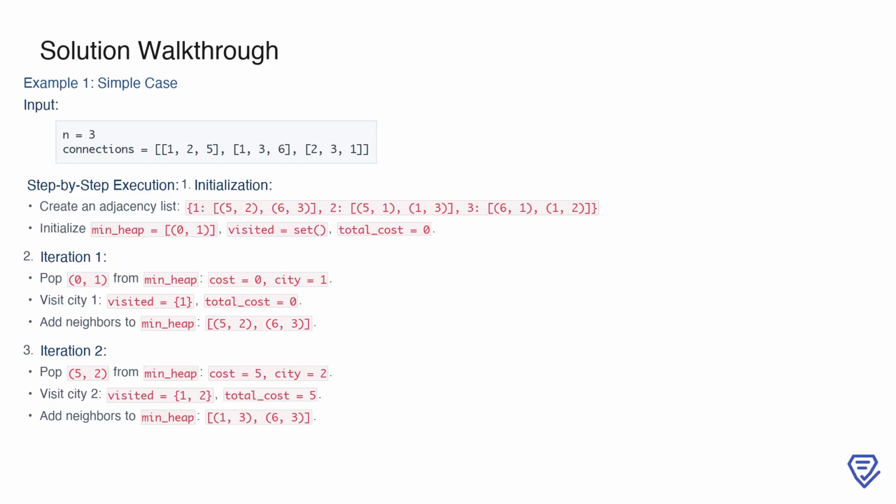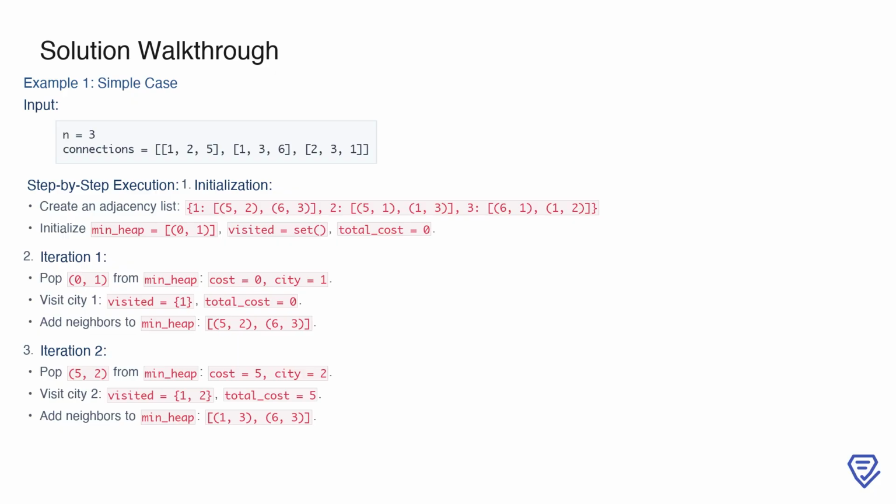Next, we initialize a min heap with a starting point of cost 0 for City 1, an empty set to track visited cities, and a total cost initialized to 0. In the first iteration, we pop the smallest cost from the heap, which is 0 for City 1. We mark City 1 as visited and add its neighbors, Cities 2 and 3, with their respective costs of 5 and 6, to the min heap.